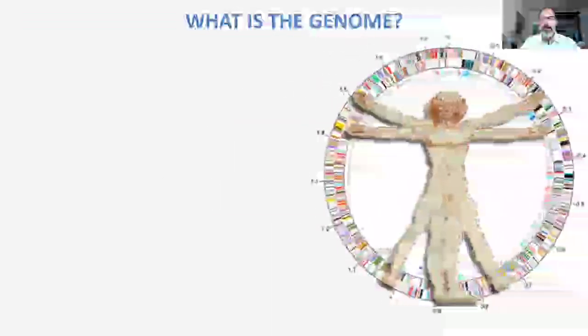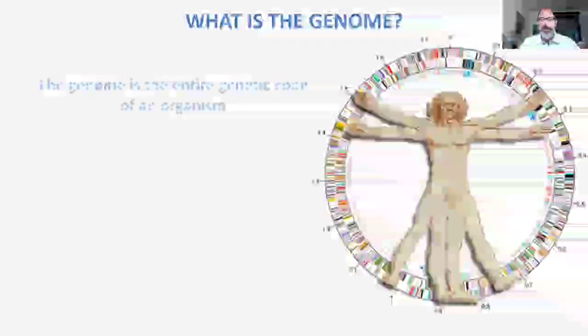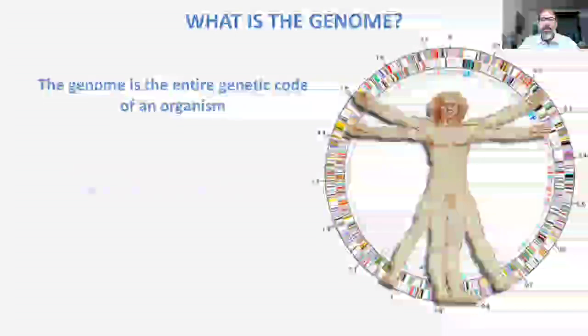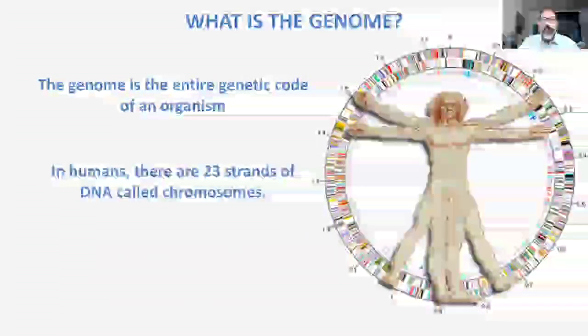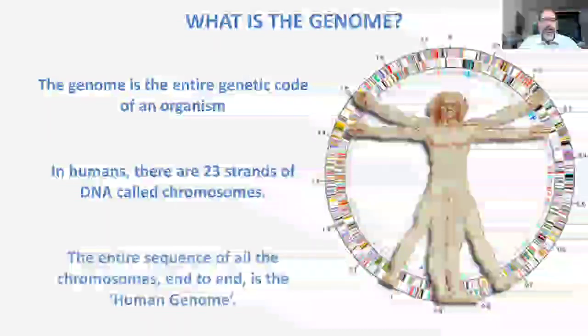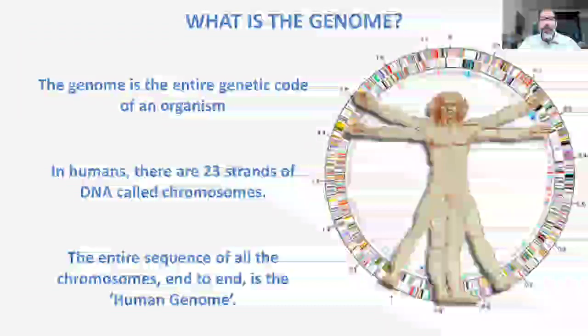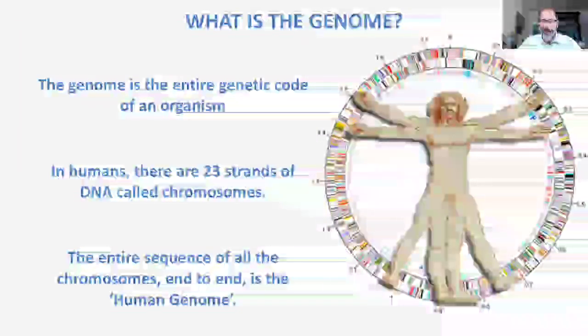Okay, so what is the genome? The genome is the genetic code or the sequence of letters for an entire organism. So everything that they have in all of their cells. So in humans, we have 23 strands of DNA called chromosomes. And of course, we have 2 of each, except for the sex chromosome that we might have 2 different ones or 2 of the same one. And so all of the chromosomes end to end, the entire sequence, that's called the human genome. And it's distinct from other organisms. Okay.